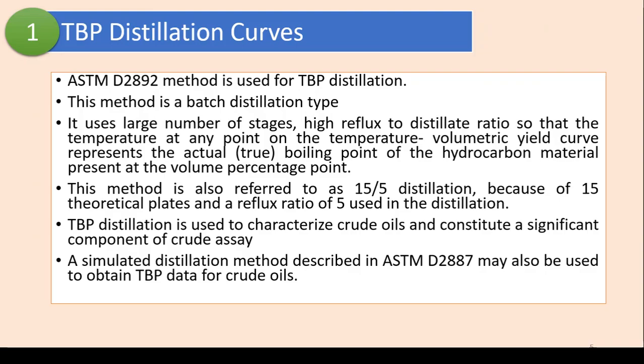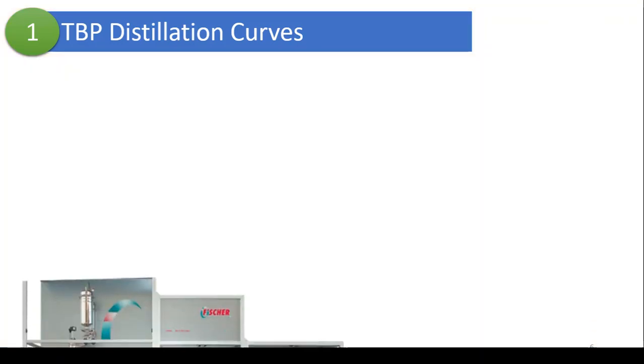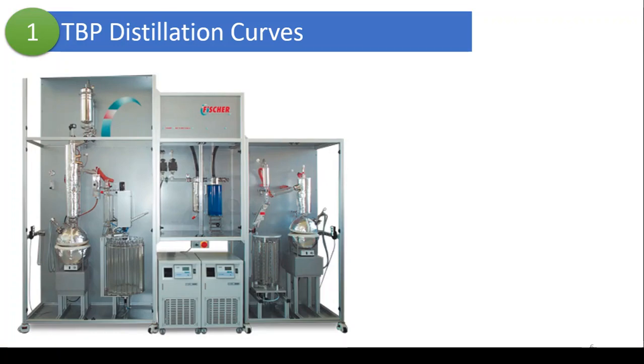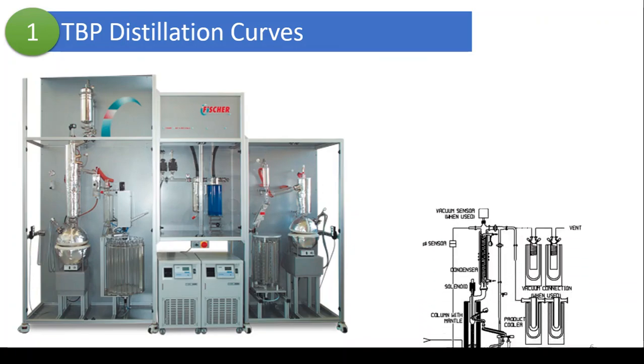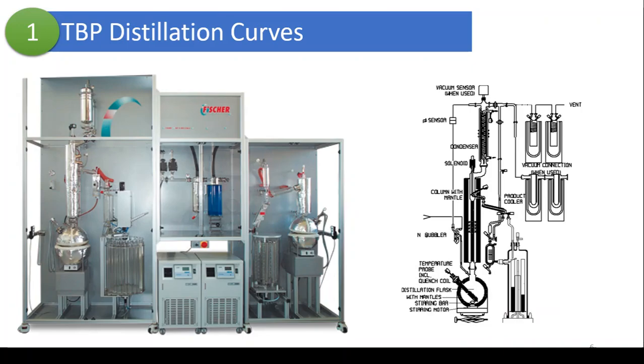And to carry out the TBP experiment, we need a very sophisticated instrument. For example, this is one of the images of the setup where we can carry out the TBP distillation, and you can also see the diagram. This is the second diagram where you can carry out the TBP distillation, because it can run for both atmospheric and vacuum. So we need to maintain all these materials for vacuum distillation also.